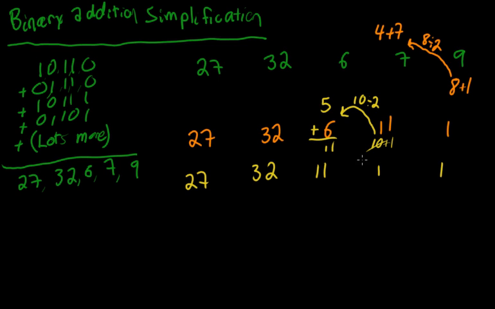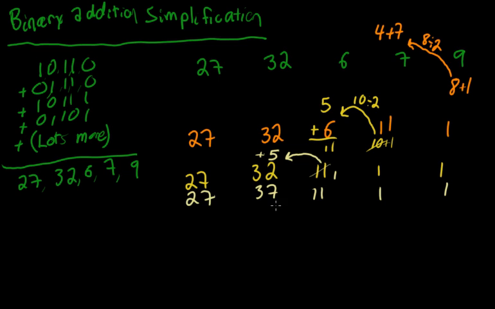Let's repeat this pattern again. We have 11 in this column. We can change that to a 1 and move 10 over, and change it to a 5. So we'll end up with 37 in this column. 37, 11, 1, 1, and 27.